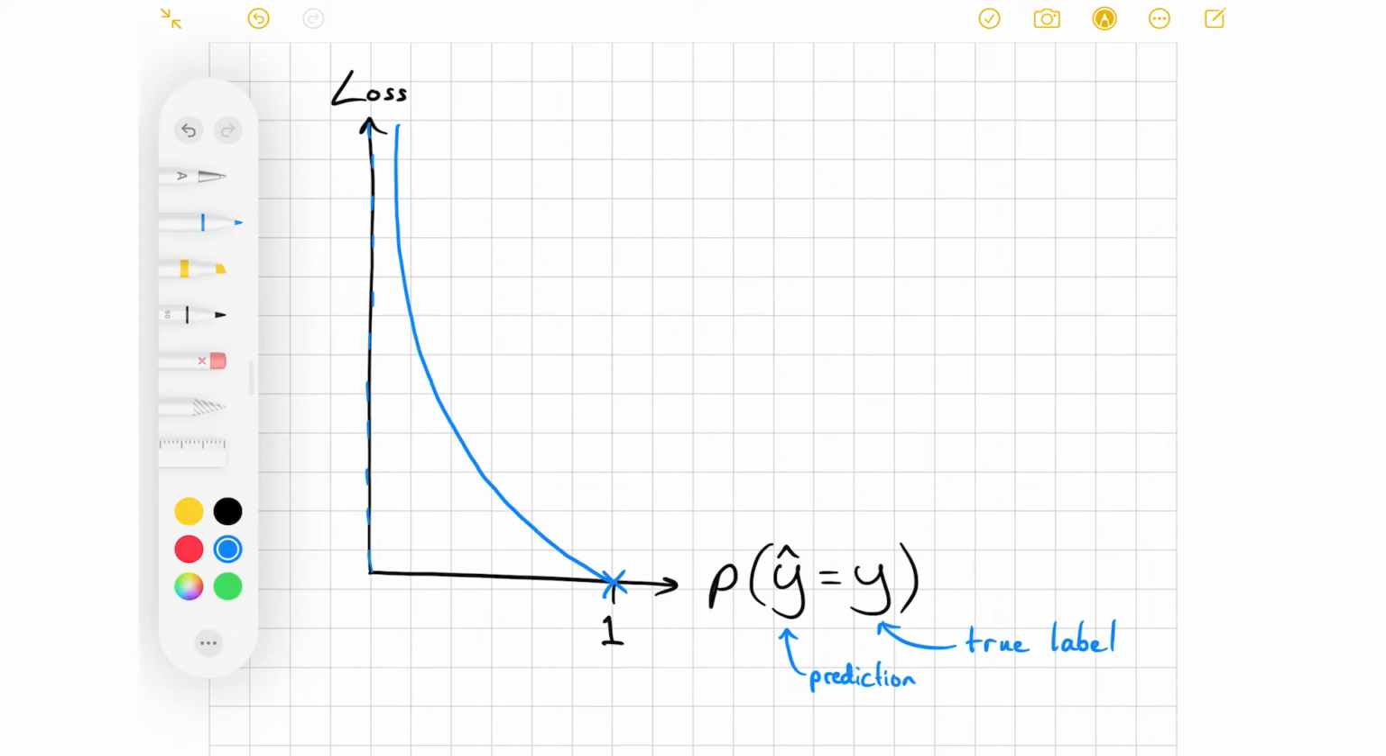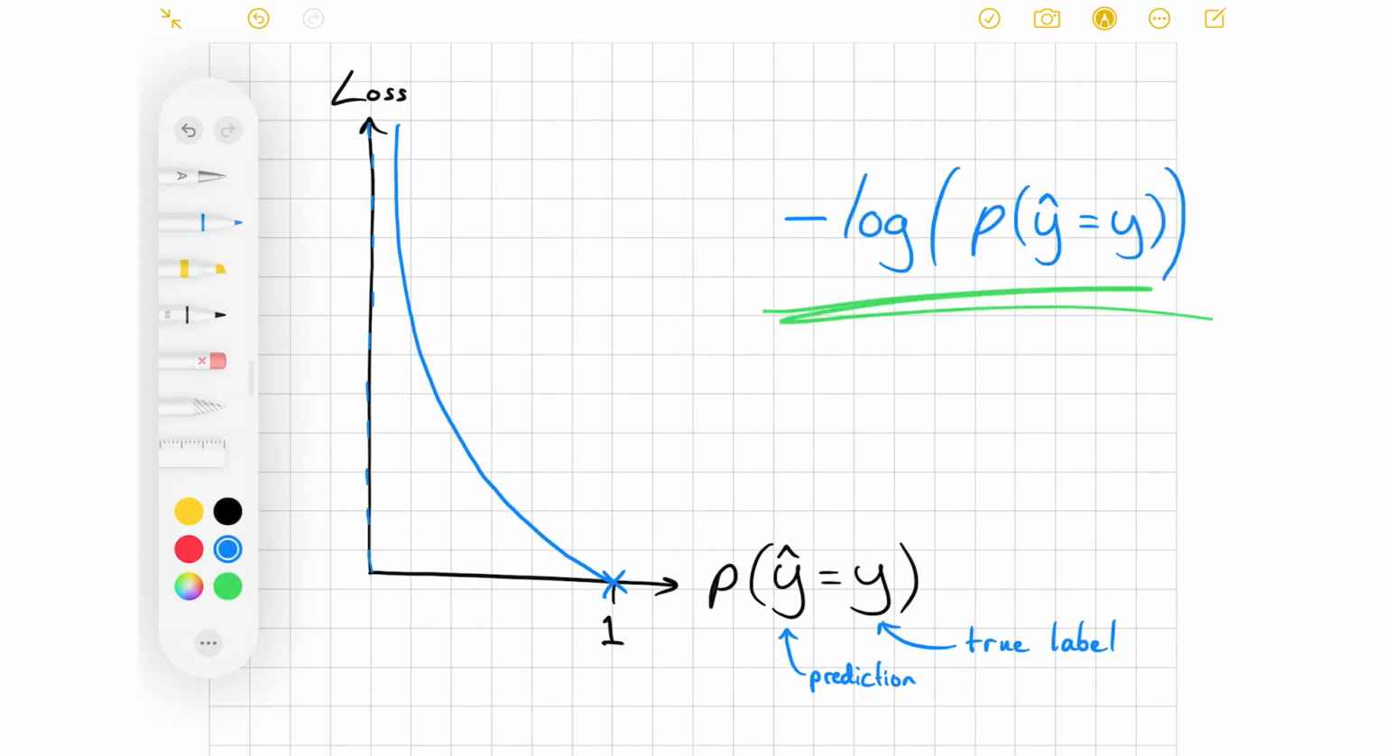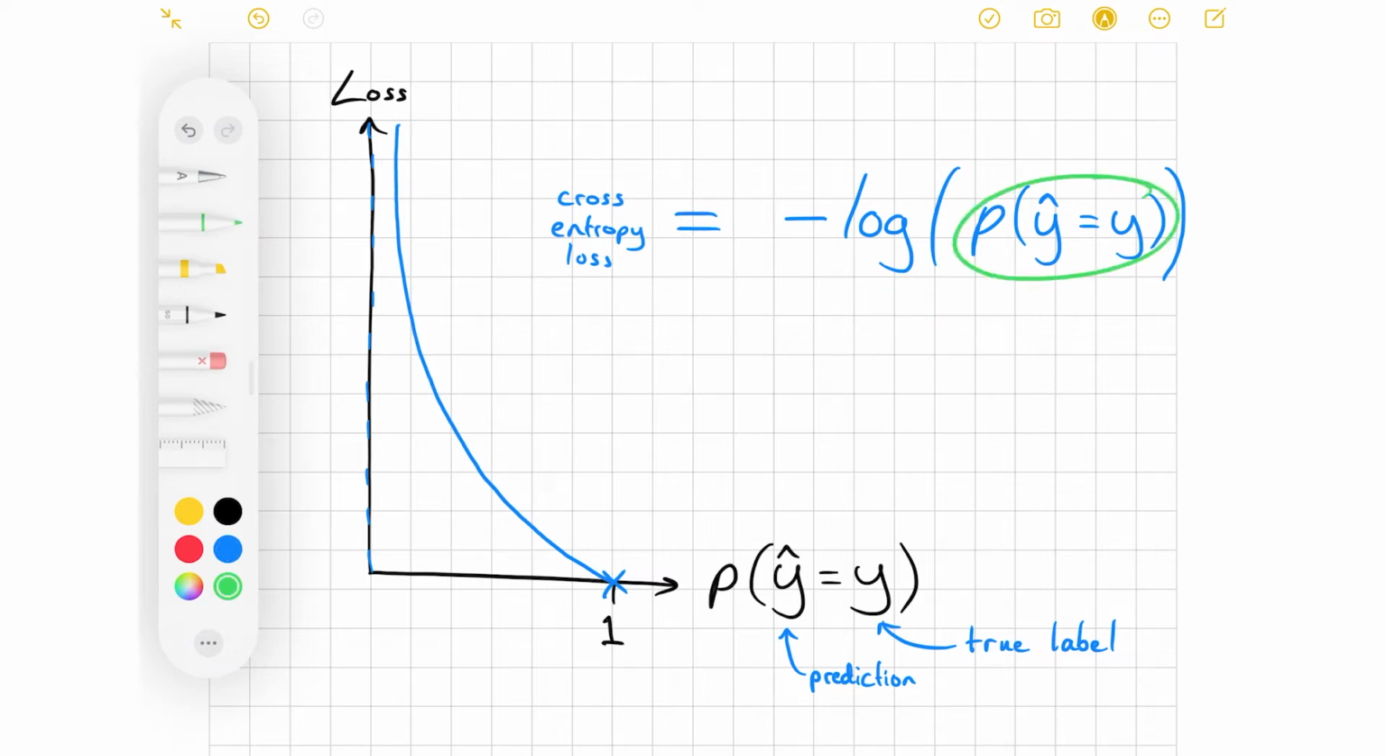And the equation for a curve like this could be the negative log of the probability predicted for the true class. And this is the cross-entropy loss function. That is the negative log of the probability predicted by your model for the correct class. So this is what comes out of the model. That's the probability which your model predicts that the example you gave it is a member of the class which its label says it is.